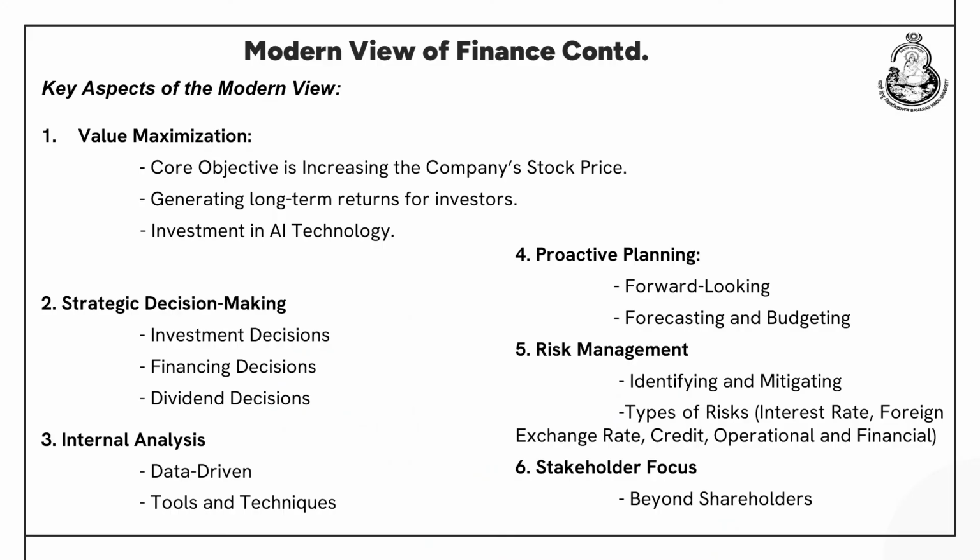So let's delve deeper into the modern view of finance. What are the key aspects of the modern view? Value maximization. So it tries to maximize value by generating long-term returns for investors, or taking decisions in such a way that the company stock price is increased. For example, let's say a company is making an investment in AI technology. At this moment it might be a very expensive investment, but if we look at the long-term prospects, making an investment in AI technology will help the company make profits in the long run. So from a long-term perspective, it's a good decision. Strategic decision making.